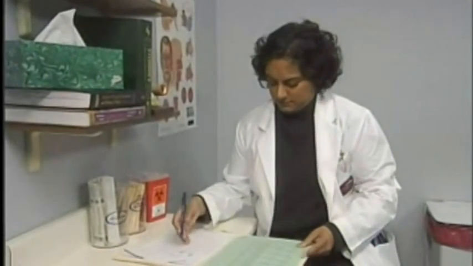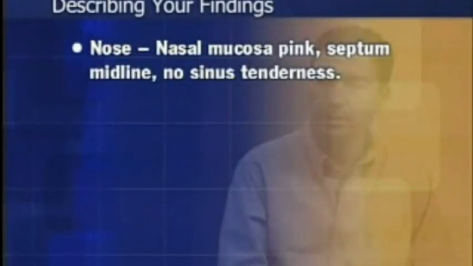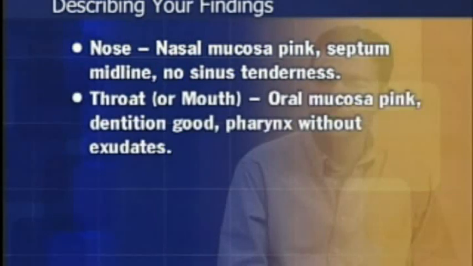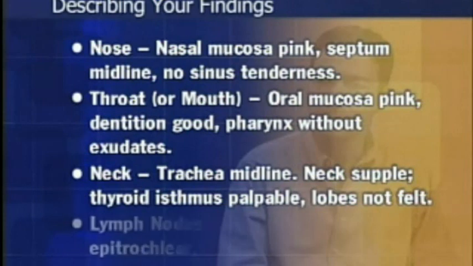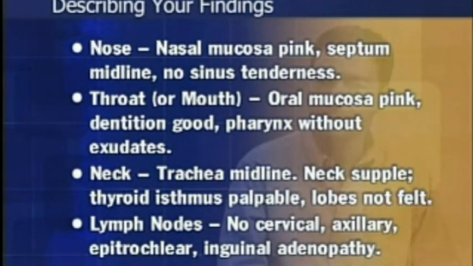A clear, well-organized clinical record, employing language that is neutral, professional, and succinct, is one of the most important adjuncts to patient care. For a healthy patient, your write-up might include language such as: nose, nasal mucosa pink, septum midline, no sinus tenderness; throat or mouth, oral mucosa pink, dentition good, pharynx without exudates; neck, trachea midline, neck supple, thyroid isthmus palpable, lobes not felt; lymph nodes, no cervical, axillary, epitrochlear, inguinal adenopathy.